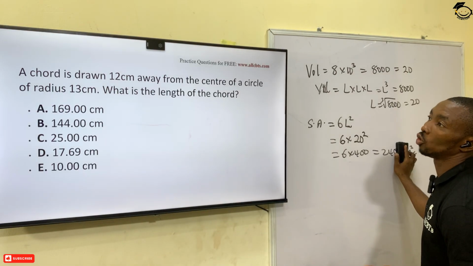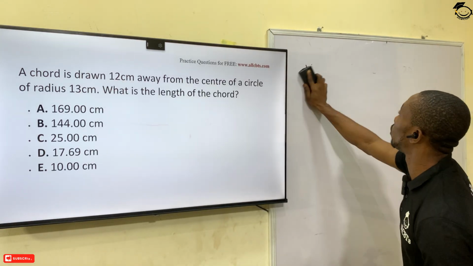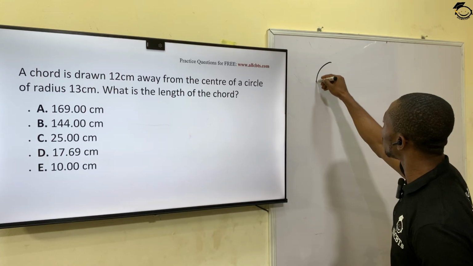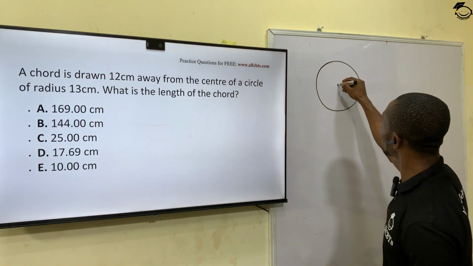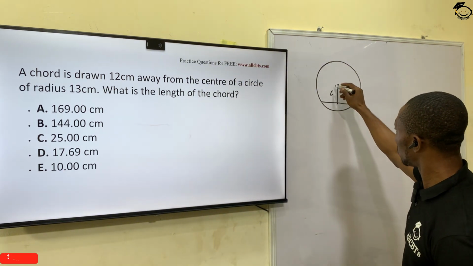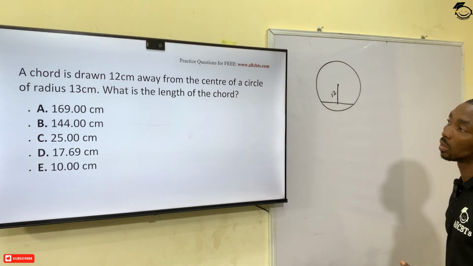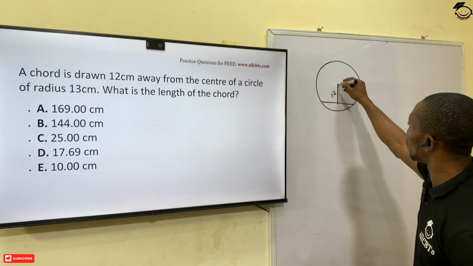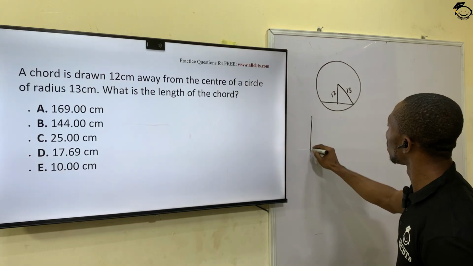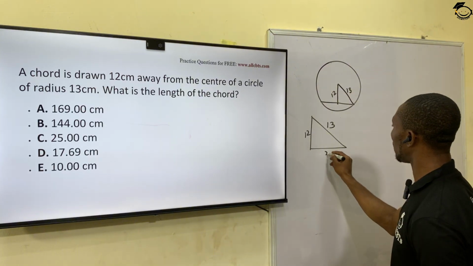Now, a chord is drawn 12 centimeters away from the center of a circle of radius 13 cm. What is the length of the chord? Now, we have a circle, and this is the center. We have a chord. Now, they said it's drawn 12 centimeters away. So this is 12 cm away from the center of the circle, and the radius is 13. Now, we have a right angle triangle here, where we have 12 and 13. So we have to find our x.